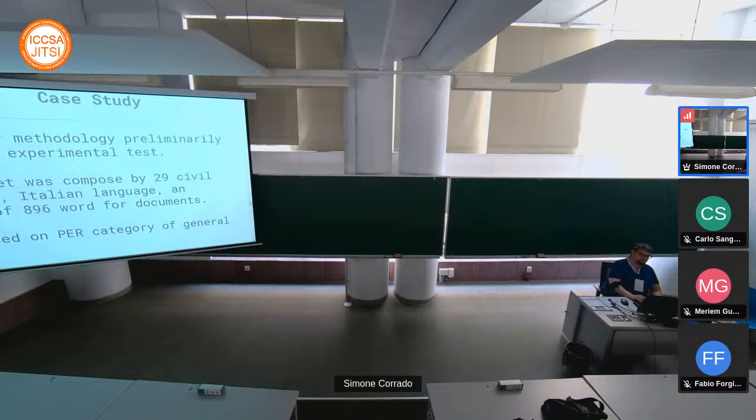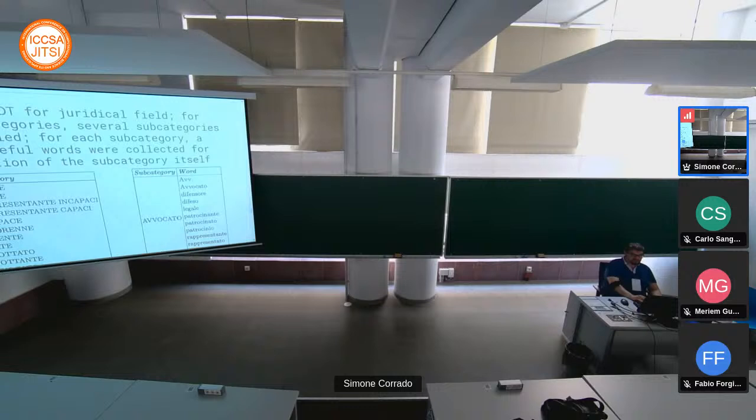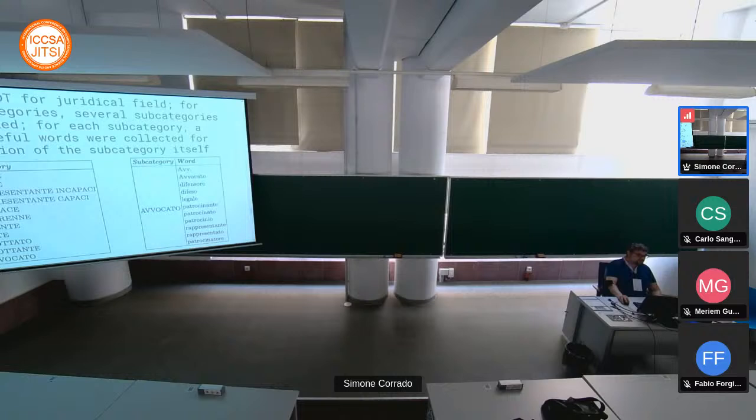Okay, this is the example that I mentioned some slides ago, and this is the domain taxonomy for the juridical field. This is in Italian because the documents are in Italian, but you can see here that person is the category, and then this is the subcategory that you can specify with this kind of approach. This table has the words that you can use here to specify, for example, the subcategory, in this case, avvocato. Okay, so this is the example.